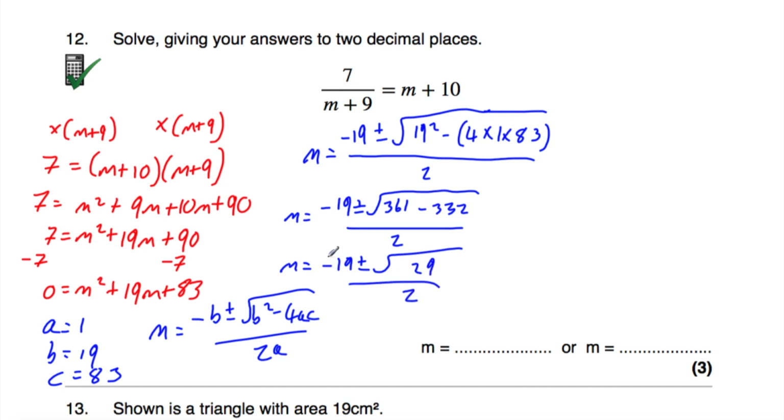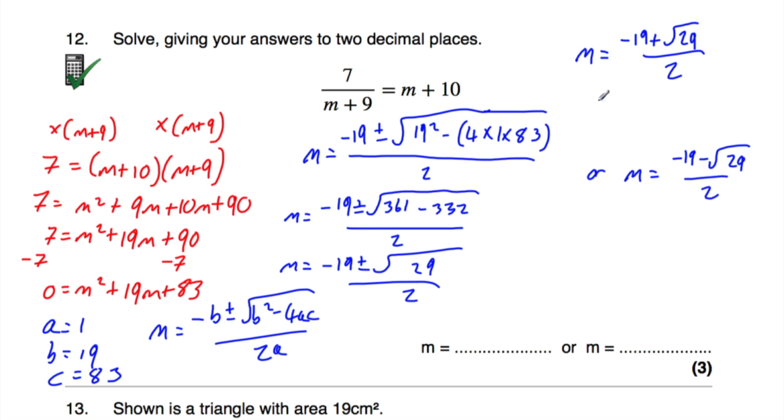So now we've got what m is. It's either minus 19 plus the square root of 29 over 2, or minus 19 minus the square root of 29 over 2. So now let's find our 2 possible solutions for m. So m is equal to either minus 19 plus the square root of 29 over 2, or m is equal to minus 19 minus the square root of 29 over 2.